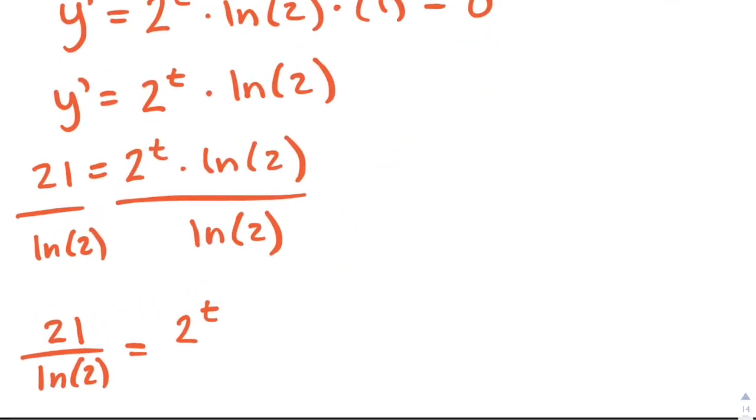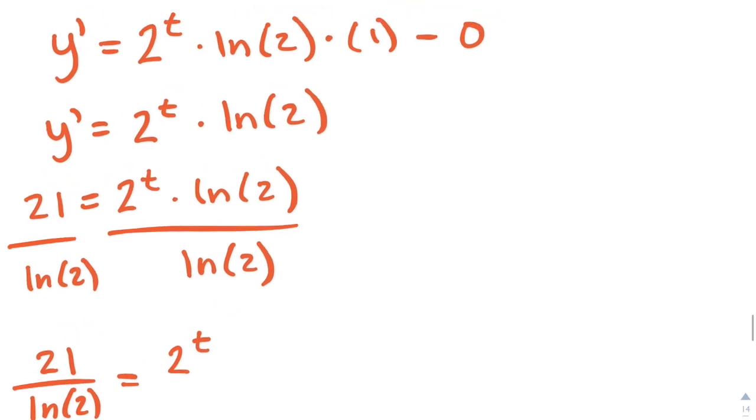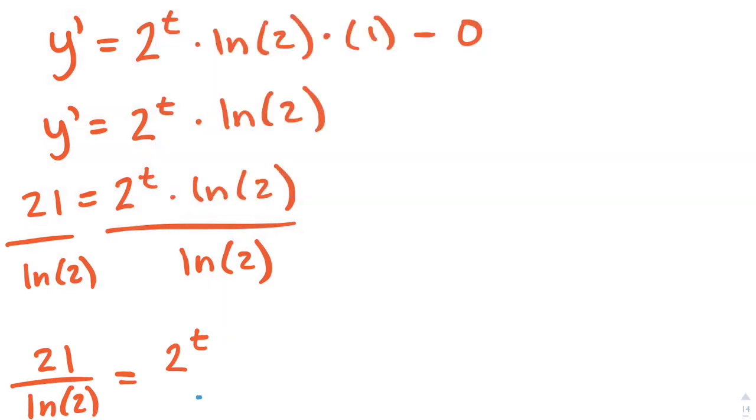If I log base 2, it's going to get rid of the 2 as well as drop the t down. So that's an option. Another option is to just ln both sides. So I might want to just ln both sides of the equation. Let me ln both sides.